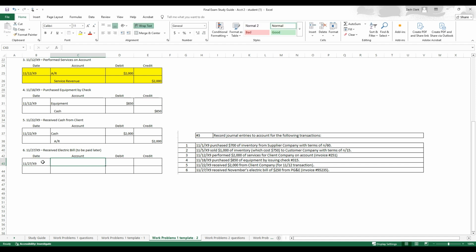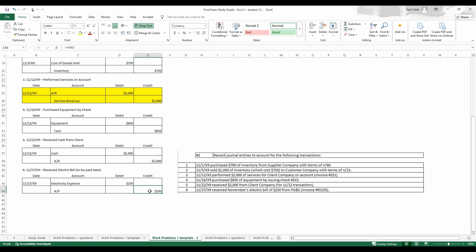So, okay, we received our electricity bill. So we'll just say electricity expense. You could say utilities expense or whatever. PG&E, okay, so our expense goes up, and we didn't pay it yet, so that's going to be a payable. Remember, when we have an increase in liabilities for payables, that's because we're going to pay it in the future, right?